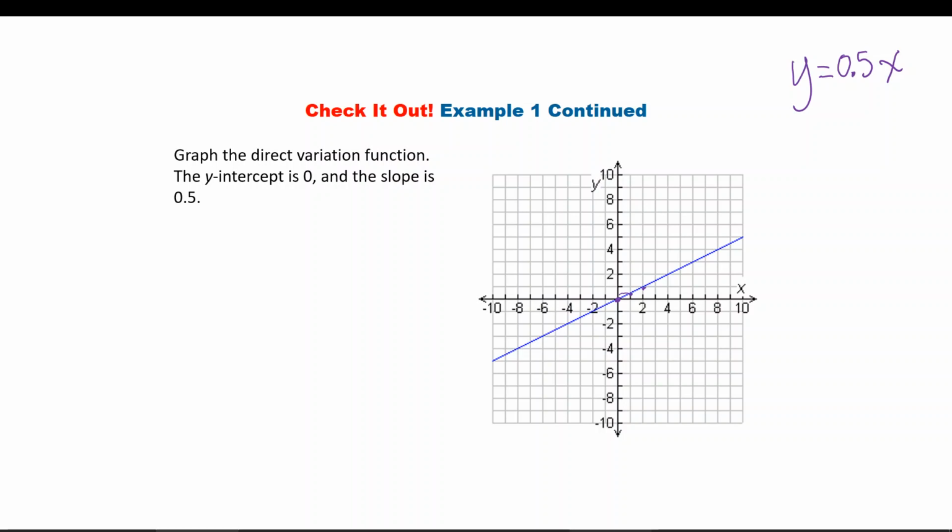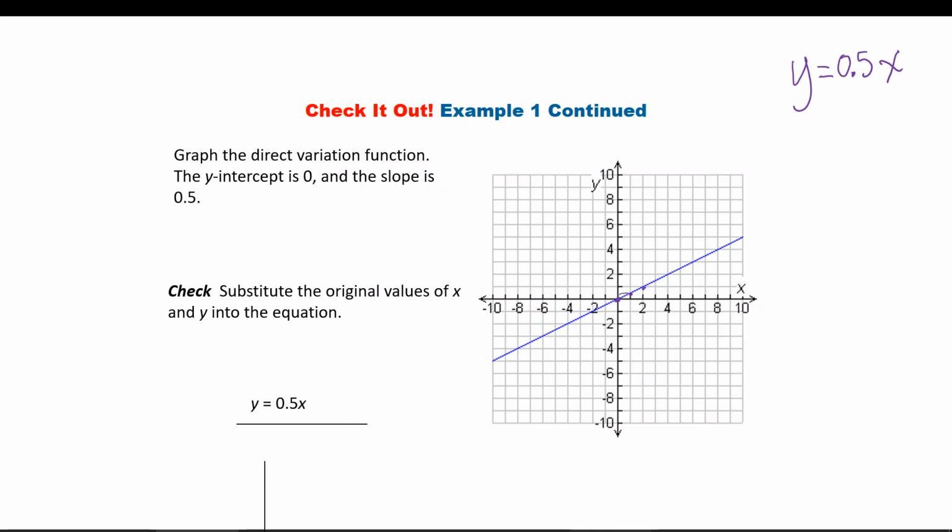We can also check it by substitution. We remember that our y was 6.5 and our x was 13, and when we multiply 0.5 times 13, we get 6.5 equals 6.5, and that is correct.